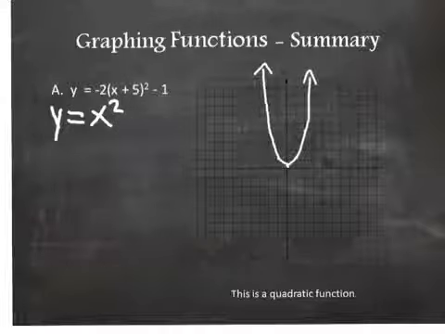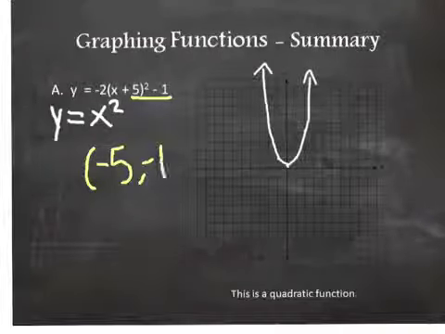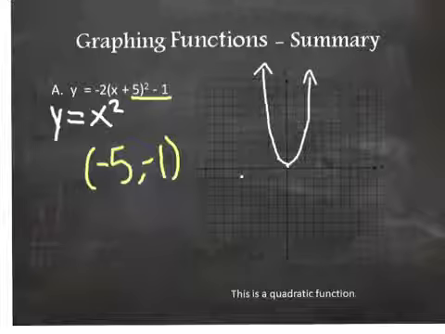our transformed function. First thing we have to notice about the transformed function is that the vertex comes from these numbers here. So our vertex of our transformed function is negative 5, negative 1. We're going to place that first. Once you have the vertex placed, the rest should fall into place very easily.